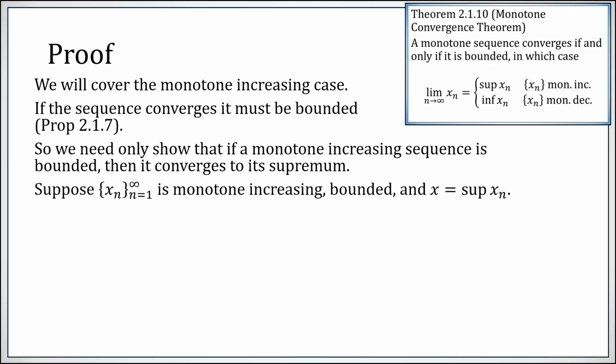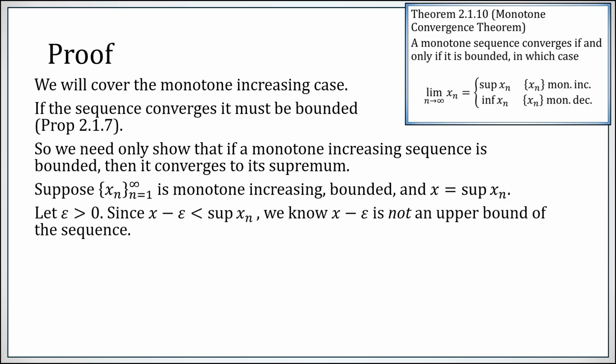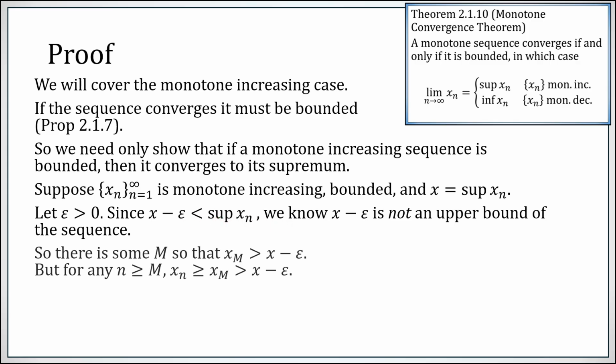So let's suppose we have a monotone increasing sequence. It's bounded. Let's call x the supremum. We want to show the sequence converges to x. Okay, and the definition of a sequence converging had that for any positive epsilon, so let epsilon be positive. x minus epsilon is less than the sup of x_n. Why? Because this is x, so x minus epsilon is less than x. Since we are now less than the supremum, we are not an upper bound of the sequence, meaning there is a term of the sequence bigger than x minus epsilon.